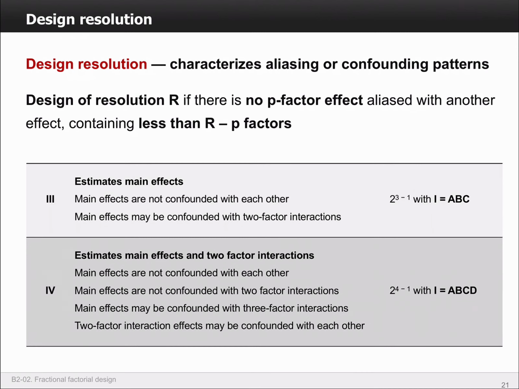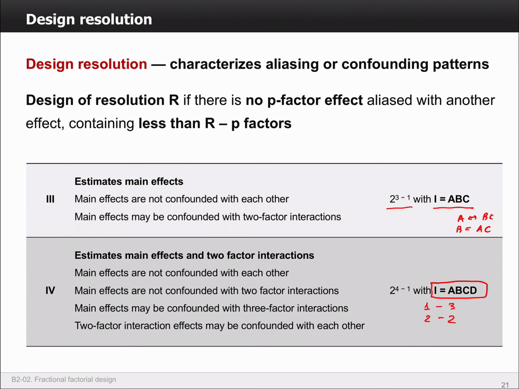In this case, for example, it can be a design 2 to the 3 minus 1 with this generator. So you can easily see that all main effects will be confounded with two-factor interactions, right? Of course, it's still okay because the magnitude of two-factor interactions is smaller than the magnitude of main effects, but still you will have this confounding pattern. Okay. Then if resolution is 4, it means that one-factor effects are confounded with 3 and two-factor interactions are confounded with 2. Of course you can use some other generating relation, and then the resolution will be even smaller.